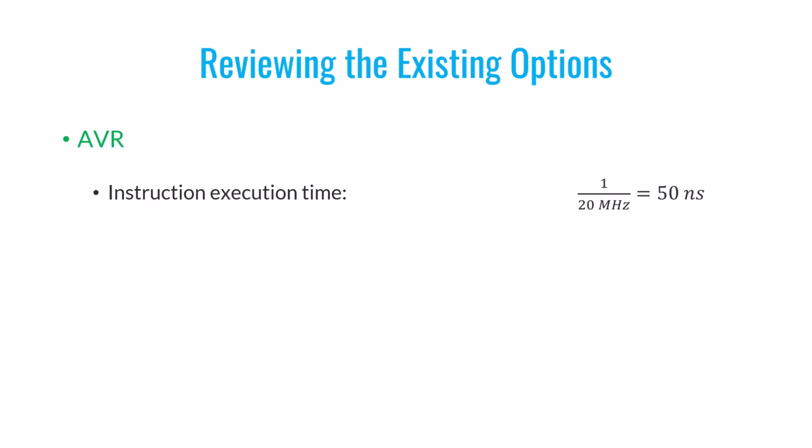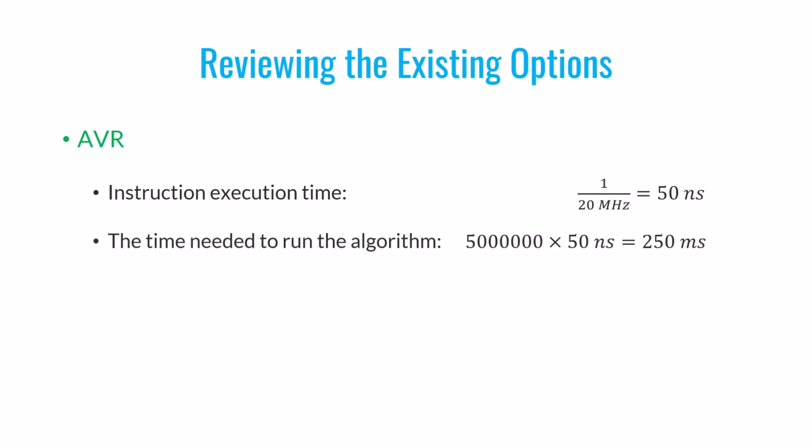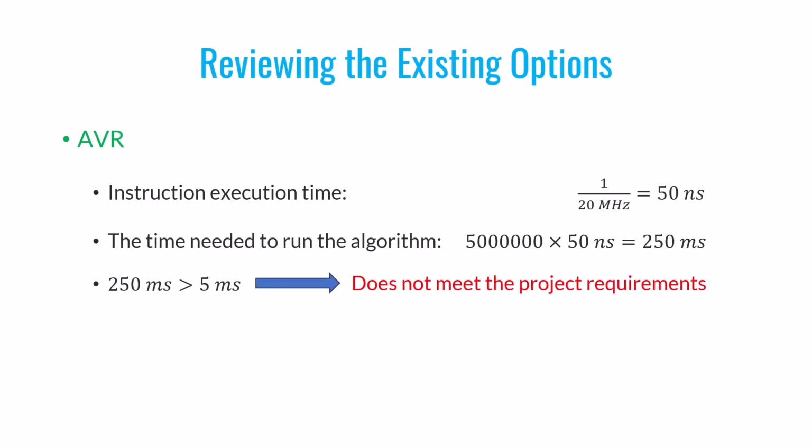To find out how long it takes to run the entire algorithm once, we multiply the 5 million addition and multiplication operations by 50 nanoseconds. This results in 250 milliseconds. Since 250 milliseconds is much greater than our desired 5 milliseconds, it's clear that the AVR microcontroller isn't a suitable choice for implementing this project.